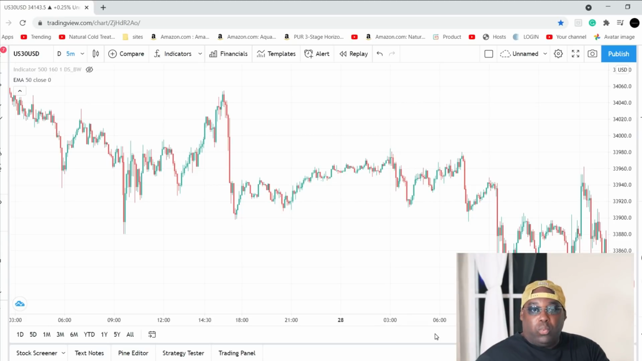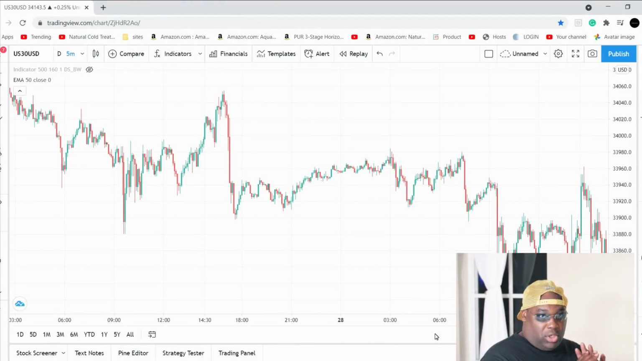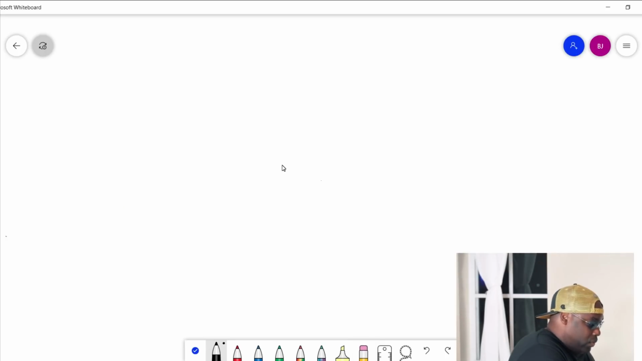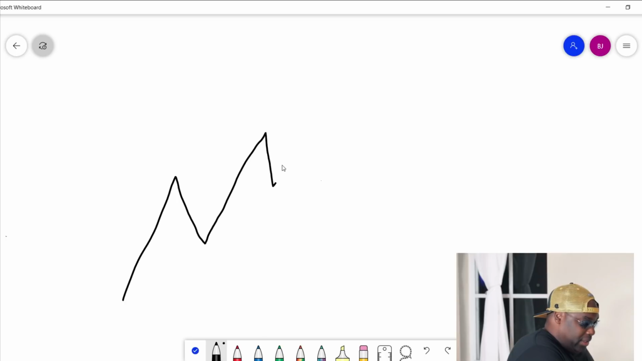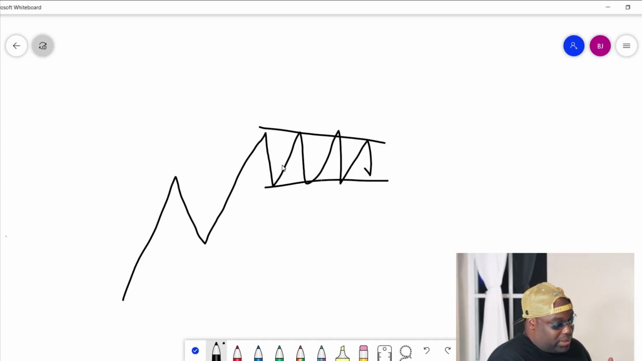Now, the first way you can trade a breakout is basically as soon as price breaks that consolidation, you can go in. And I'm going to show you guys right now. So let's say that the market was going up, pulling back, going up, and then we have this nice consolidation going on right here. Now, since we have an uptrend and we are consolidating, that means the market is pausing and most likely it's probably going to break to the upside.